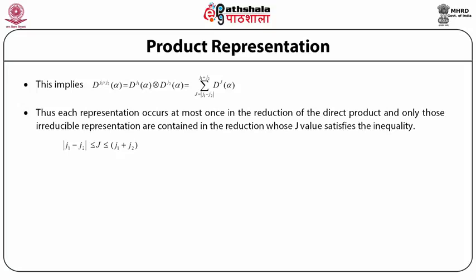Likewise, we can take a product of two representations corresponding to j1 equal to j2 equal to half, in which case it can be resolved into two irreducible representations, because j1 half plus j2 half gives us two values of j equal to 1 and 0.